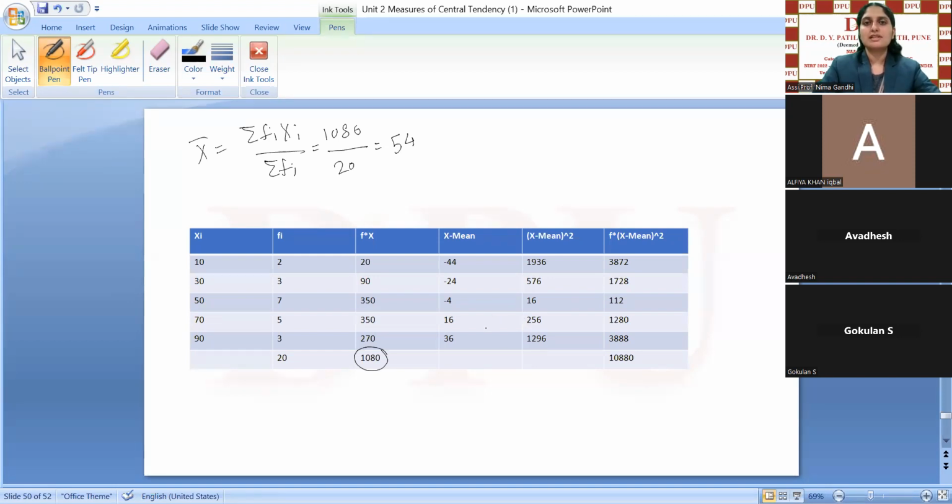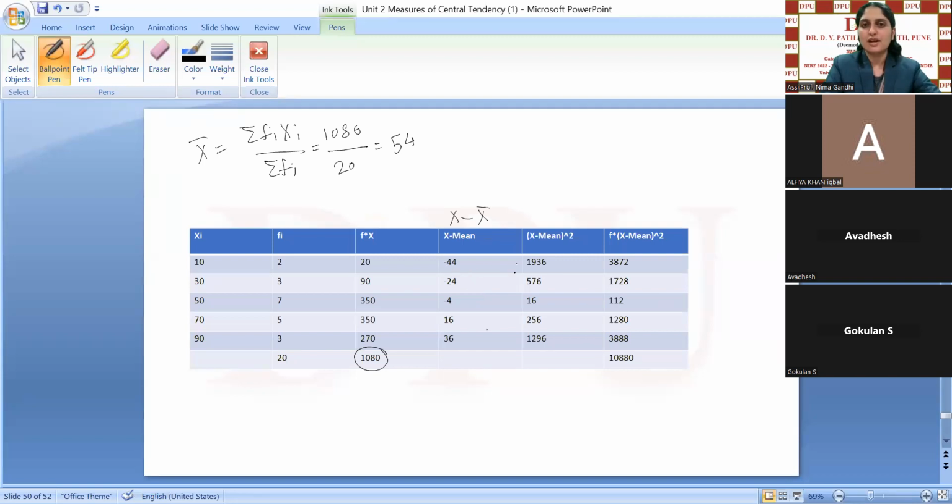So the next column is x minus x bar, right? What is your x? X is 10. 10 minus 54 is minus 44. 30 minus 54 is minus 24. 50 minus 54 is minus 4. 70 minus 54 is 16. 90 minus 54 is 36. You don't need this. What you need is to square this.